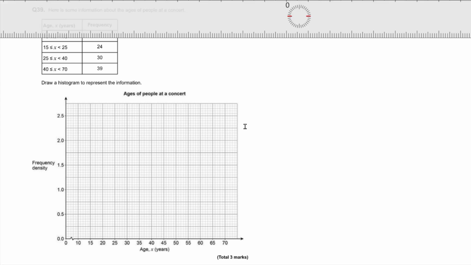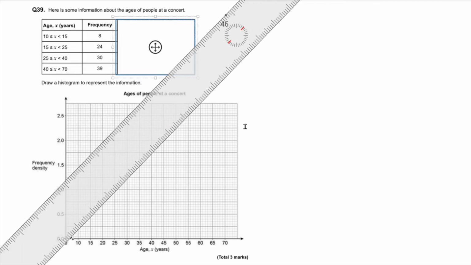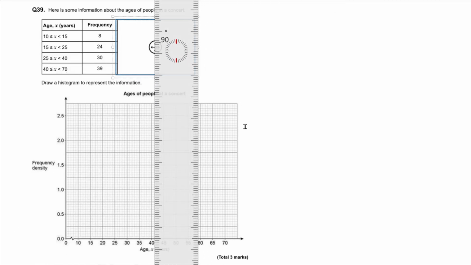Here's some information about the ages of people at a concert. We've got a grouped frequency table, and we need to draw a histogram from it. Now this time they haven't been kind and given us the columns to draw them in, but we've got a ruler, we can make our own boxes. It's not that hard, is it? So just make some extra columns and things to put your information in.